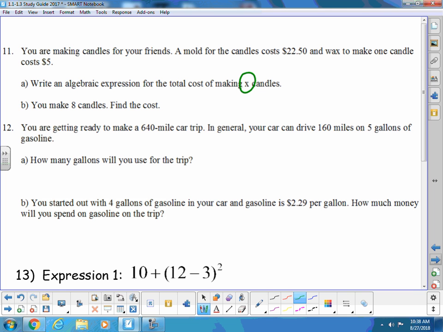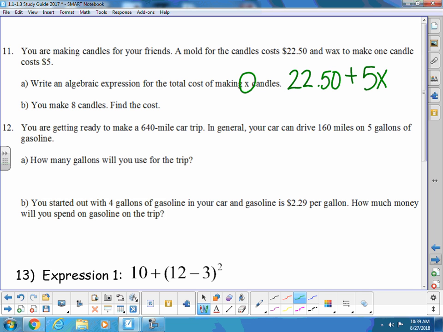All right, what expression could we write that will tell us the total cost? What's going to cost us money for making candles? The mold, which is how much? $22.50. What else is going to cost us money? Wax. Wax per candle. Remember what the word per means? Multiplication, each. Okay, so at some point you should have a 5 and an x multiplied together. Doesn't matter if these terms are switched or not. You can put a dot between them. You could put parentheses around the x if you want to. And then what are we going to do with these two values? Plus. Add them together. Both of them are cost, so that would give me my total cost.